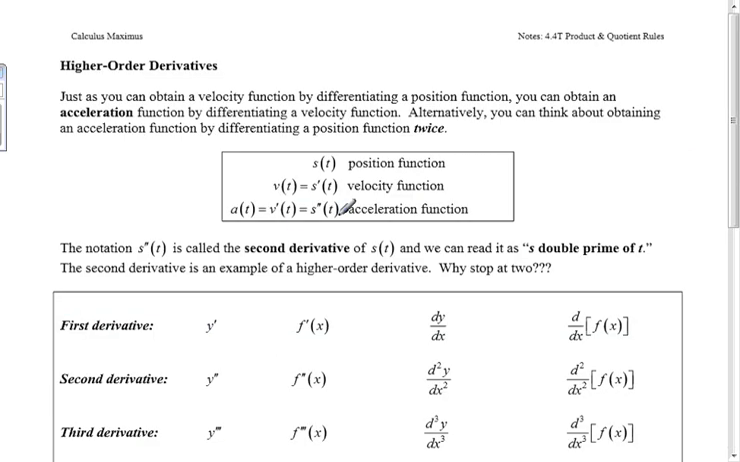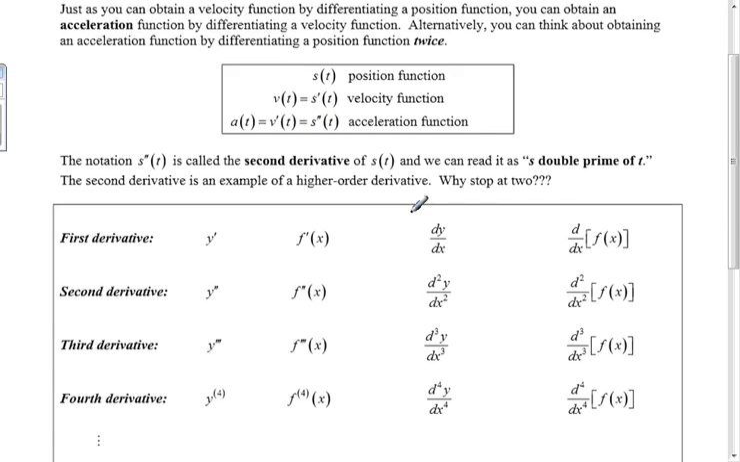So we mentioned this. Okay, position, s of t. The derivative of that is velocity. Remember we had like miles and hours. So velocity was in miles per hour. Okay, and acceleration is just the derivative of that. It's called the second derivative of s of t. Alright, and you could read it as s double prime of t. Okay, so here's some different notation.